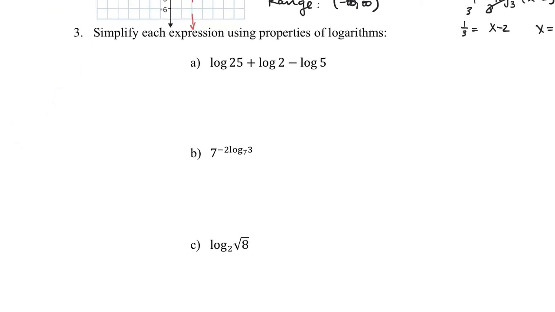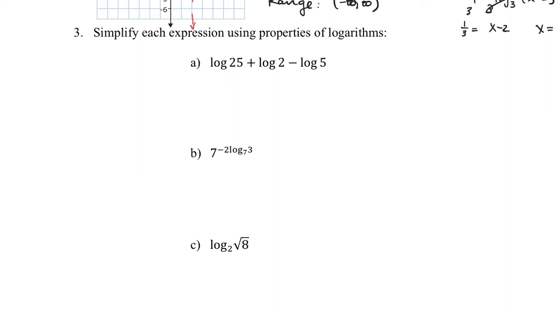Okay, question 3 is from section 4.3, simplifying logarithmic expressions using properties of logarithms. Now, if you look here, these are all log base 10. These are common log. So log 25 or log 2, log 5, we don't have matching bases, and we can't change 25 into 10 raised to some power.